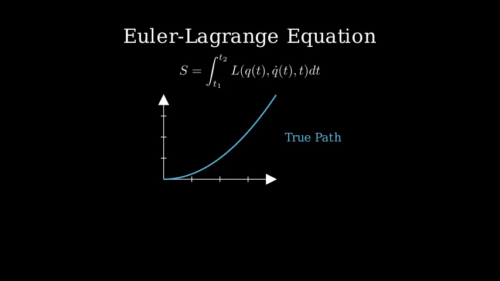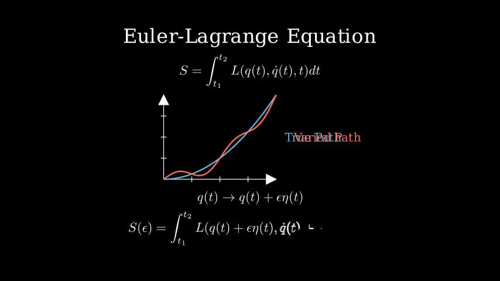Our goal is to find the function q(t) that minimizes the action S. This is the calculus of variations. To solve it, consider a small variation in path, delta q of t. This represents a small deviation from the actual path. We consider a new path, q(t) plus epsilon eta(t), where epsilon is a small parameter and eta is an arbitrary function. When t equals t1 and t equals t2, eta is 0.